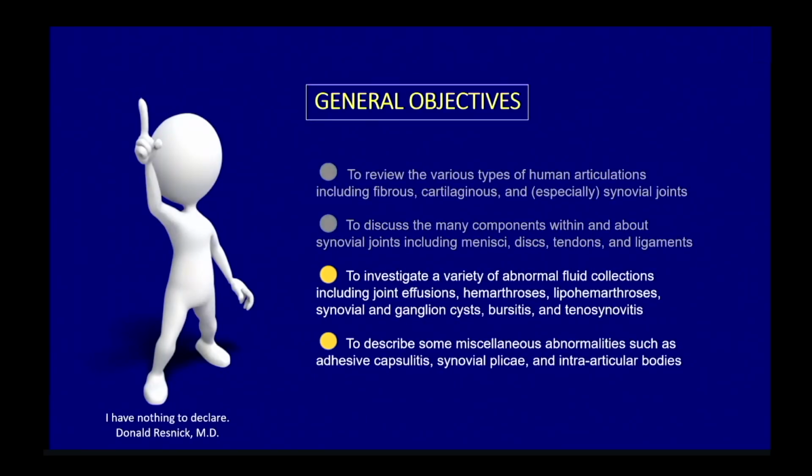To give you an idea of what I plan to cover over the next 60 minutes, I have two major objectives for this part, shown at the bottom of this slide. Number one, to investigate a variety of abnormal fluid collections, including things such as effusions, hemarthroses, lipohemarthroses, various types of cysts, bursitis, and tenosynovitis. And then the second objective, to describe toward the end some miscellaneous abnormalities that involve joints, particularly synovial joints: adhesive capsulitis, synovial plica, and intra-articular bodies.